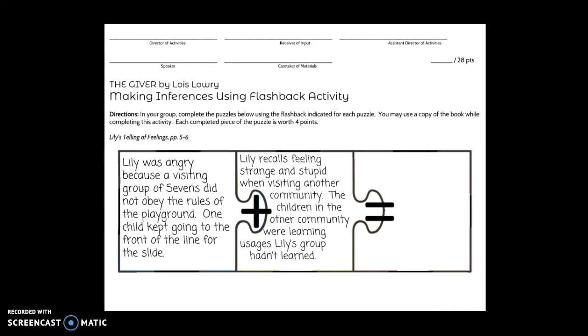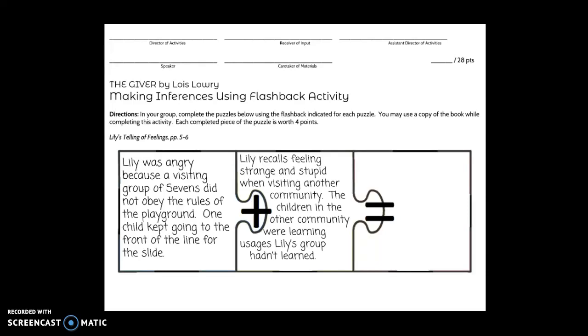Once your teacher has assigned roles to each member of your group and gone over the cooperative group work procedures with you, you're going to complete this activity. Before completing the activity, please be sure to put the names of your group members on the appropriate lines. The directions on this activity ask you to, in your groups, complete the puzzles below using the flashbacks indicated for each puzzle. You may use a copy of the book while completing this activity. Each completed piece of the puzzle is worth 4 points.